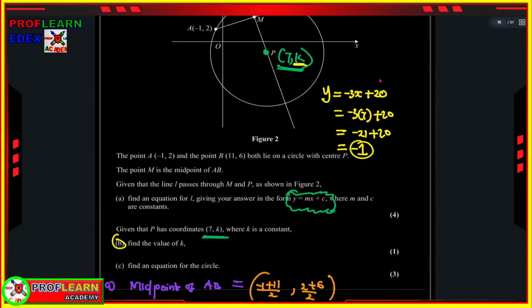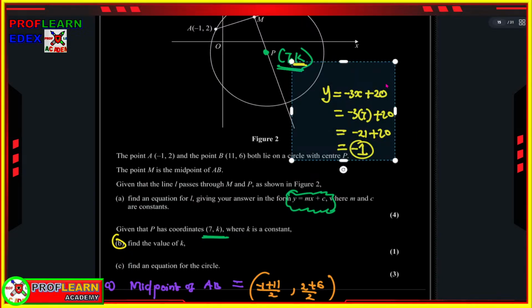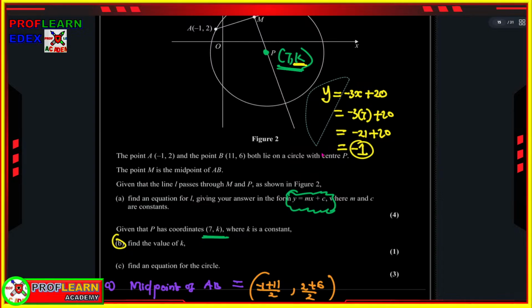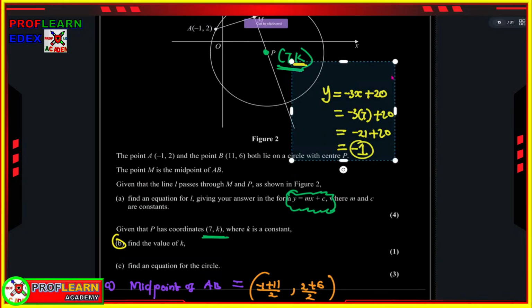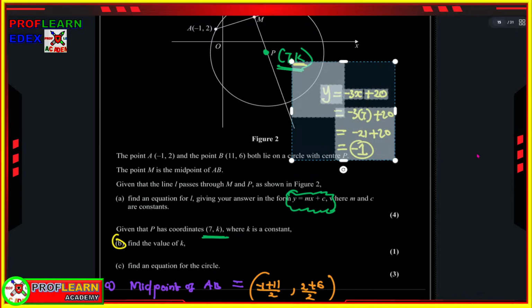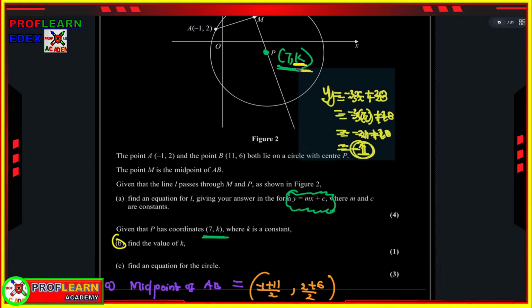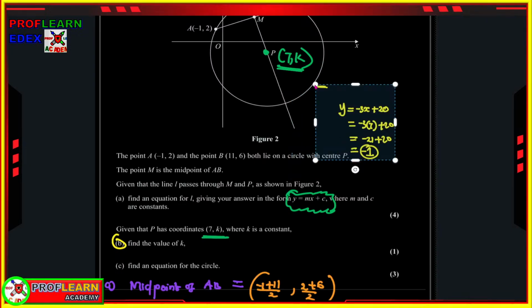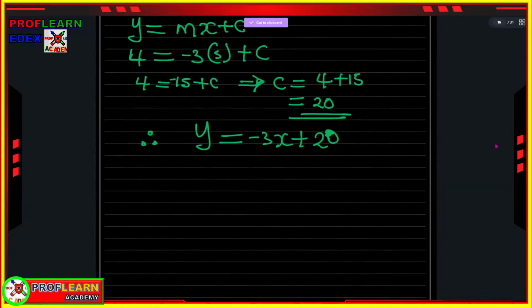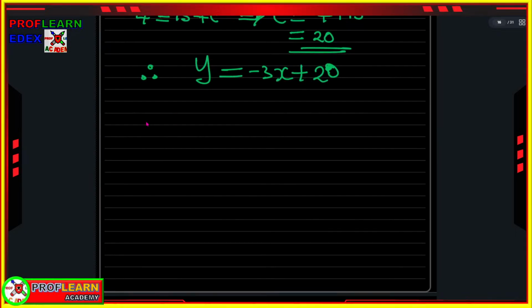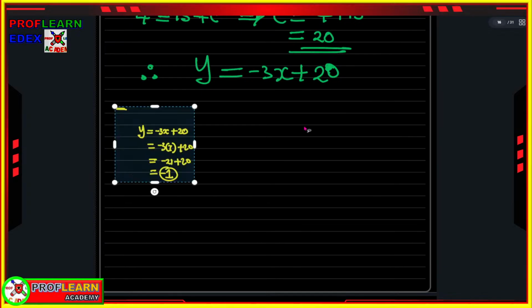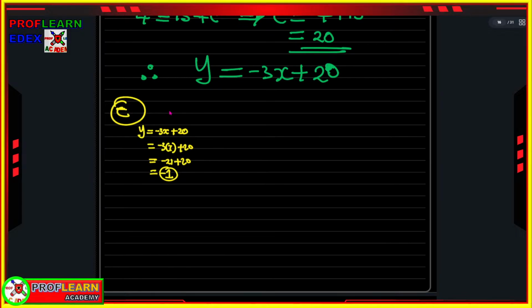So what I'll just do, I'll just copy this part that we have worked here so that I can fix it down here, and I'm going to call that part C.